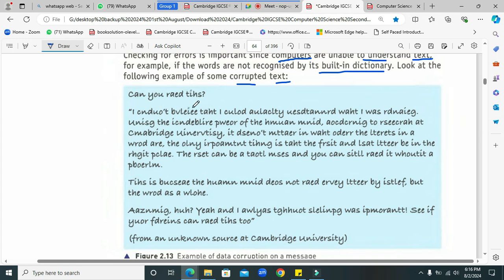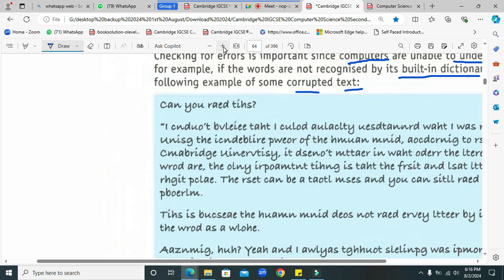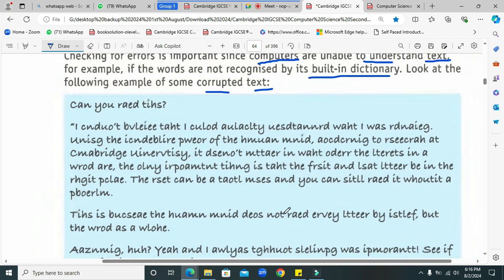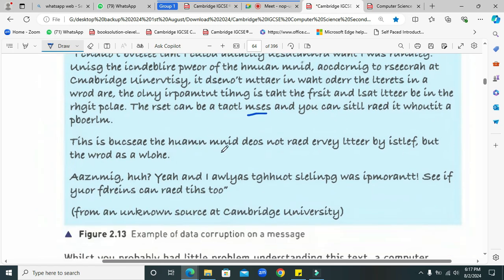I couldn't believe that I could actually understand what I was reading, using the incredible power of the human mind. According to research at Cambridge University, it doesn't matter in what order the letters in the word are. The only important thing is that the first and the last letter be in the right place. The rest can be a total mess, and you can still read it without a problem. This is because the human mind does not read every letter by itself, but the word as a whole. Amazing, huh? Yeah, and I always thought spelling was important.